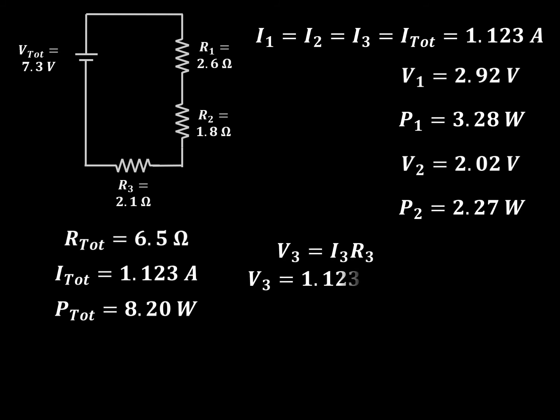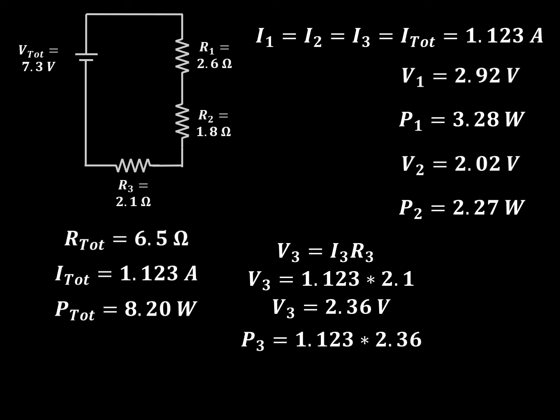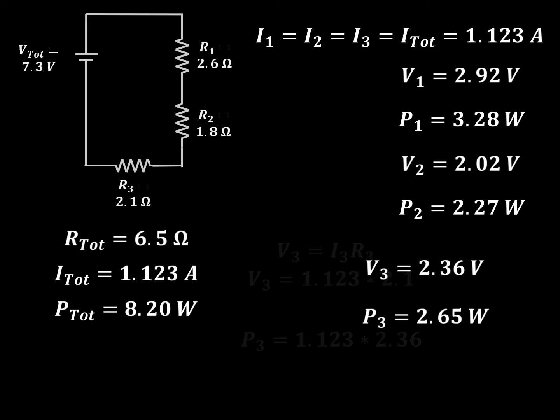The third resistor is going to have a voltage which is 1.123 times resistance 2.1. That gives us a total voltage of 2.36 volts. And then the power is going to be 1.123 times 2.36, and that gives us a total power of 2.65 watts.